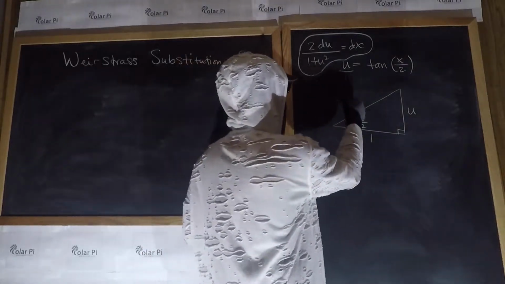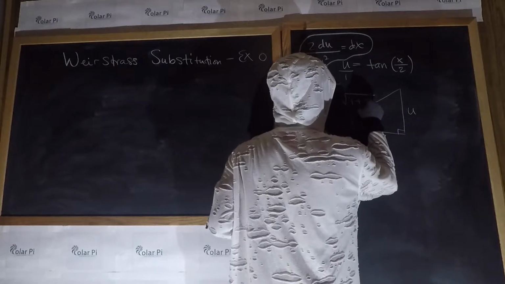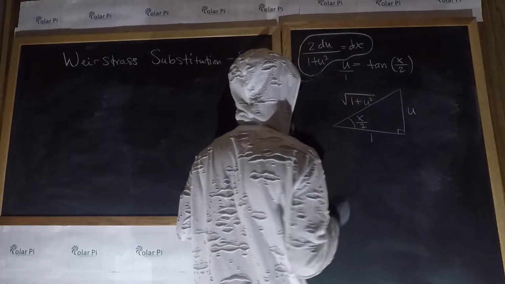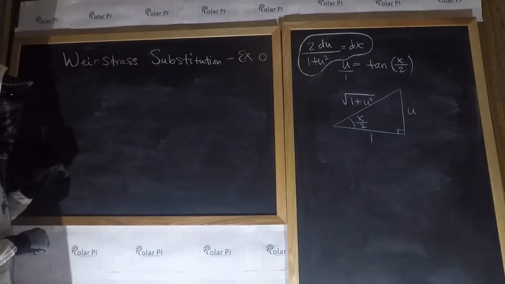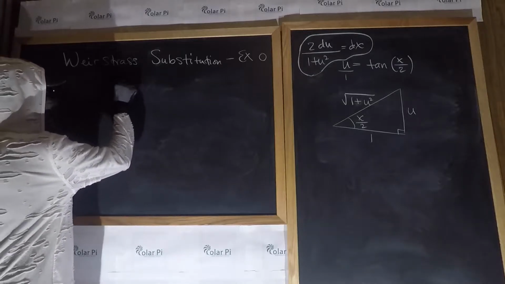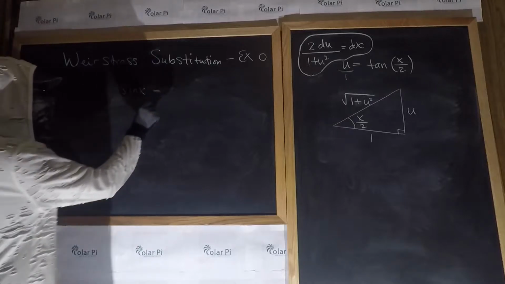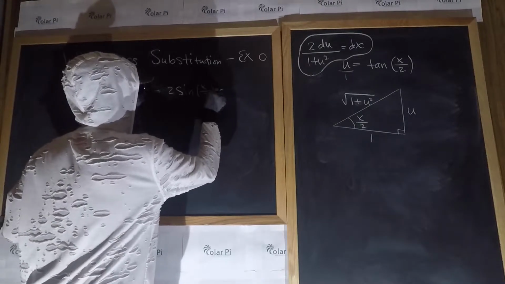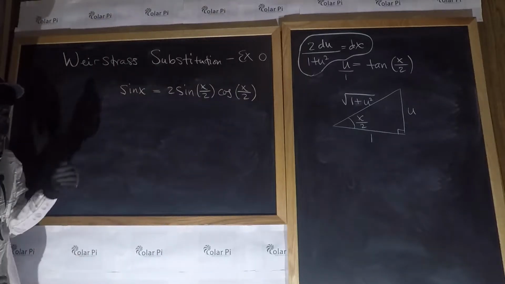So then the hypotenuse has to be the square root of 1 plus u squared. Got it. So based on this, we see that sine x will have to equal 2 sine x over 2 cosine x over 2. This is just using the sine double angle formula.